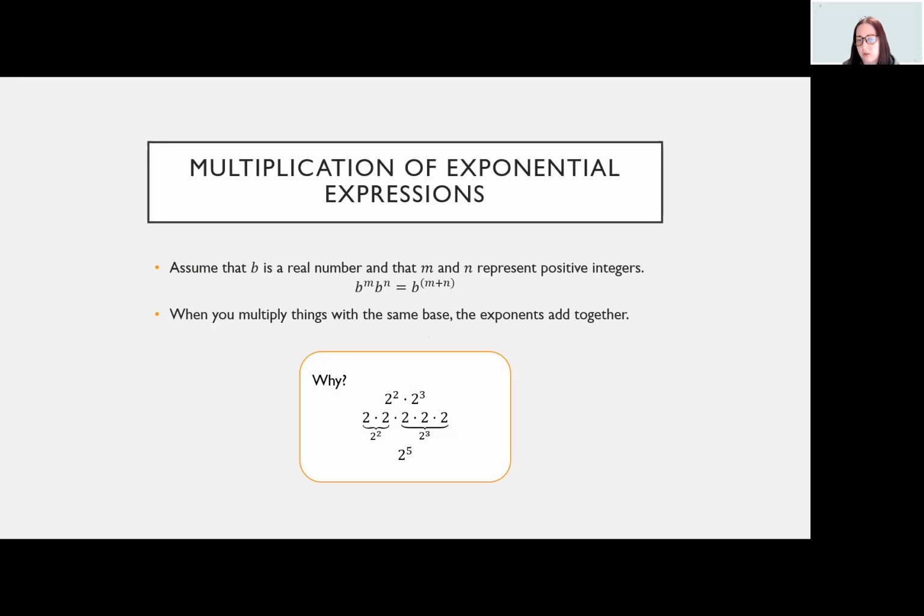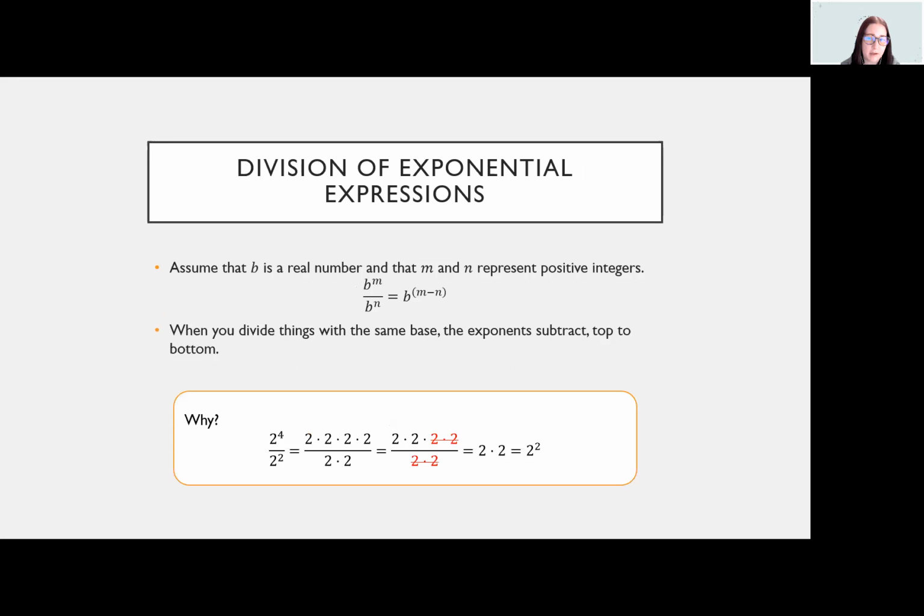So if you're multiplying 2 squared times 2 to the third, that's the same as 2 to the fifth, because when you expand it out, you're just counting how many 2's you have multiplied together. So you just recombine them. And so you add the exponents when you're multiplying. We are going to be focusing on dividing these.